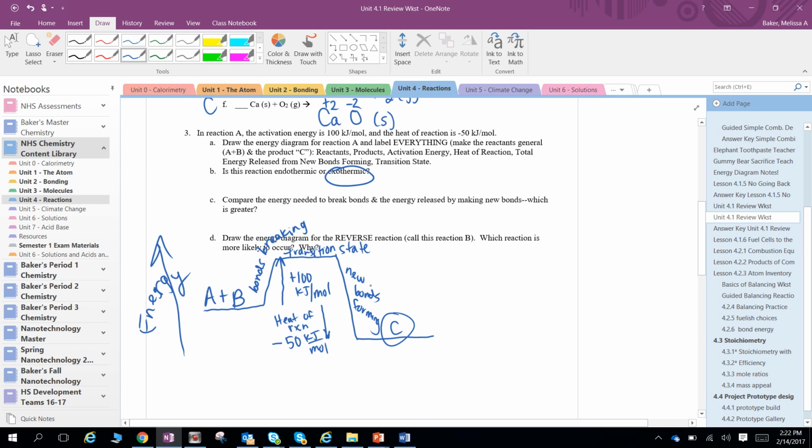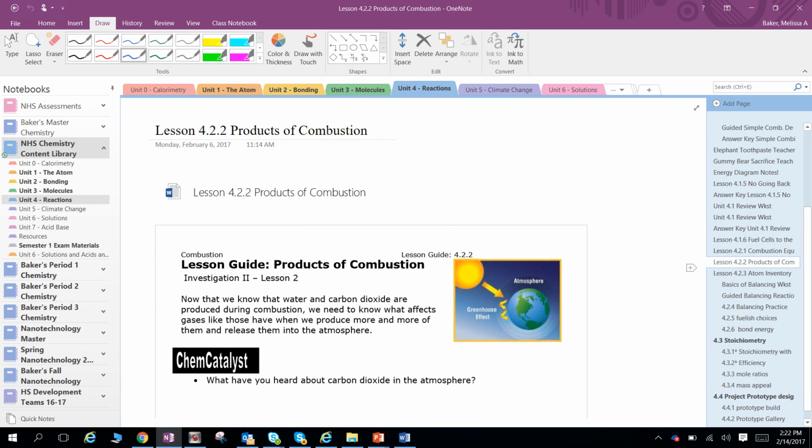Compare the energy needed to break the bonds and the energy released in making new bonds. Which is greater? The energy released in making new bonds, here, big arrow all the way down, that's bigger than this activation energy right here, which is indicating how much energy it takes to break the bonds.